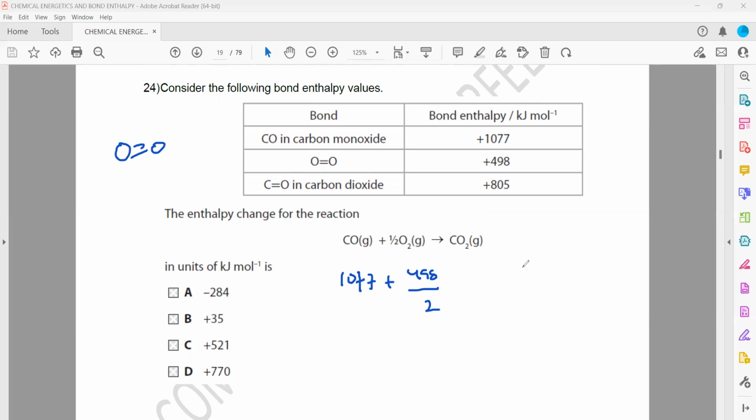energy. And bond forming energy, because in carbon dioxide, one bond is 805. But in carbon dioxide, there are two double bonds, so this will be twice of 805. So 1 mole of double bond is 498. Half mole of double bond, that will be half of it. So this will be the bond breaking energy and this is the bond forming energy. We just take a difference between the bond breaking and the bond forming to get the enthalpy change. So minus 284, or A will be the right answer.